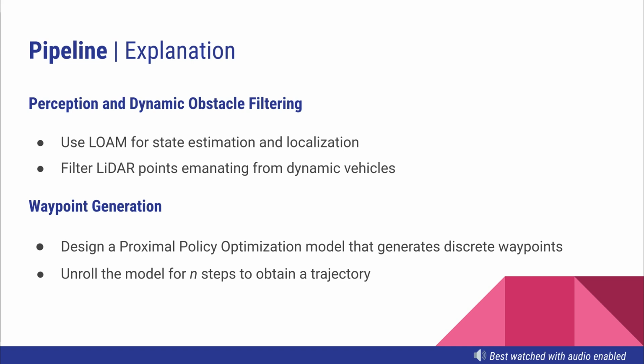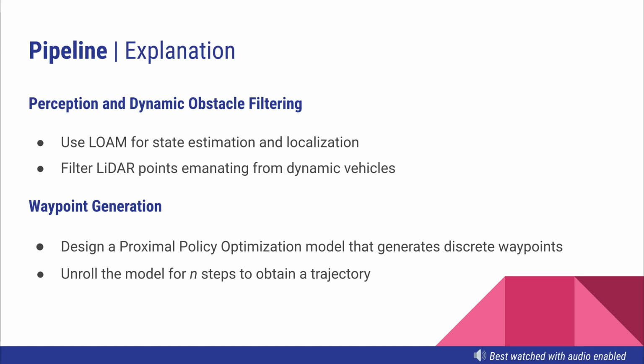The first module of our system is the perception and dynamic obstacle filtering module. As mentioned previously, we use LiDAR odometry and mapping, or LOM, for state estimation and localization. We remove dynamic obstacles in the scene through Kala's inbuilt point cloud filtering API. The second module is the waypoint generator, in our case the PPO model. The model outputs discrete waypoints for the ego vehicle to traverse.